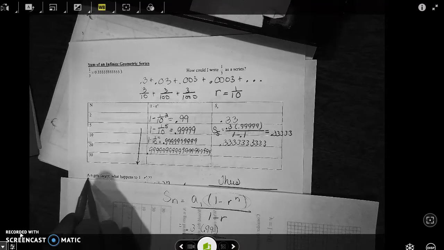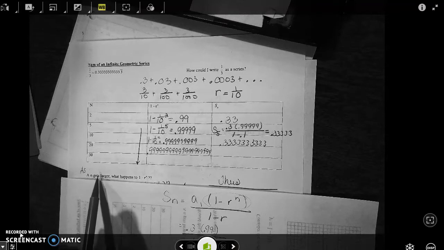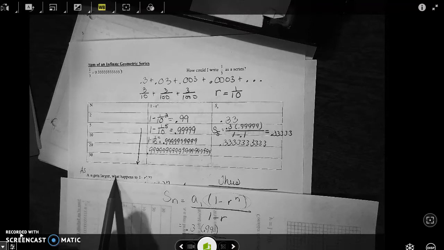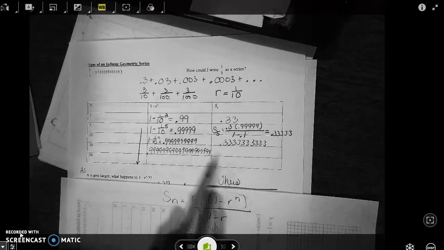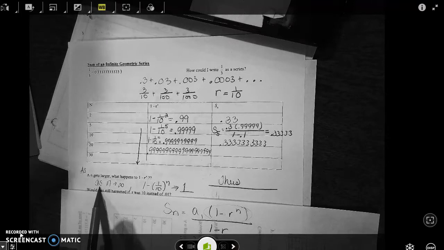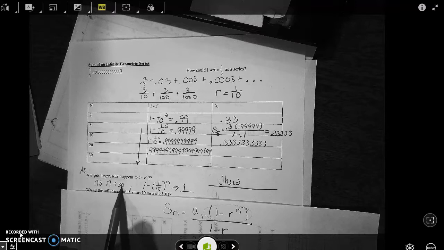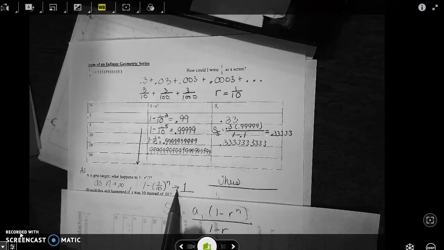Let's just say as n gets larger and larger and larger, what's happening to 1 minus r to the n in this particular formula? Well, I've written it as n goes to infinity. 1 minus 1/10 to the n is getting closer and closer to 1.